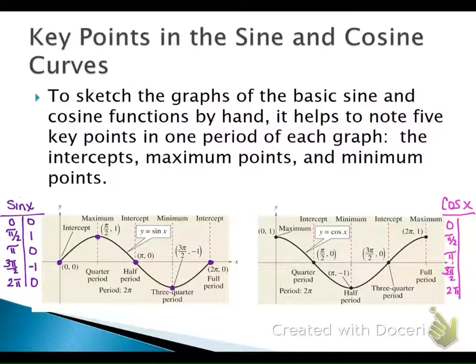And we can see on our graph when x is 0, y is 1. When x is pi over 2, y is 0. When x is pi, y is negative 1. When x is 3 pi over 2, y is 0. And at the end of the period, when x is 2 pi, y is back up at 1.